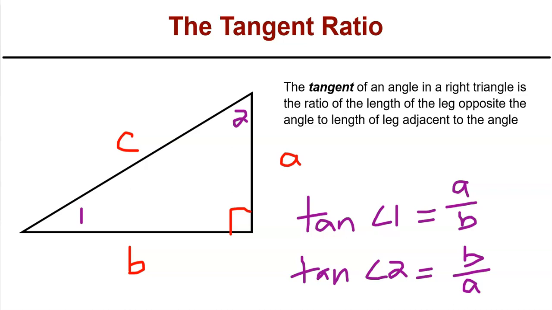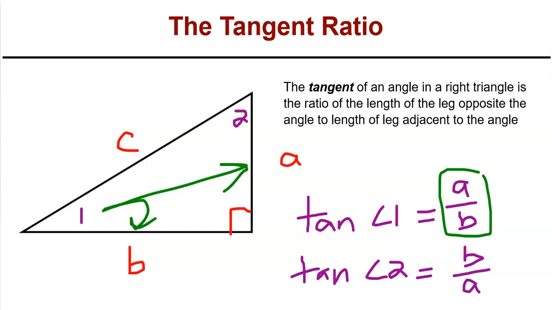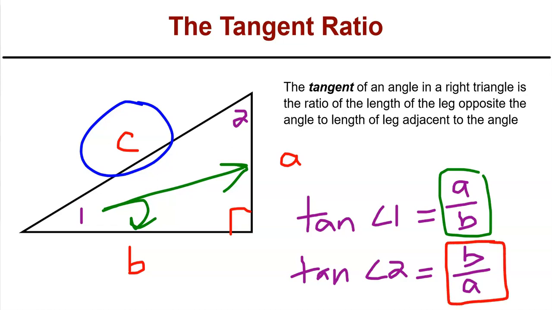So for angle 1, as you can see, the tangent is the ratio of A to B, and that is because for angle 1, A is the opposite leg, and B is the adjacent leg. Notice that at no point do these ratios ever talk about the hypotenuse, C. There are other trig ratios for that, and we're going to see that at a later point in a different video. Similarly, the tangent ratio for angle 2 is slightly different, because rather than having A as an opposite leg, the leg opposite to angle 2 is actually B, and the leg adjacent to angle 2 is actually A.